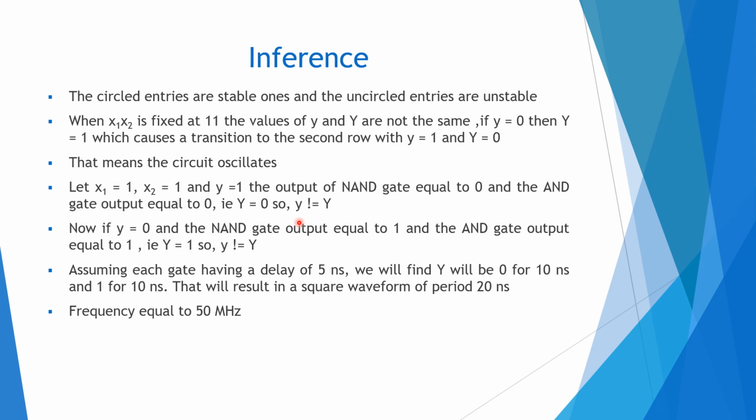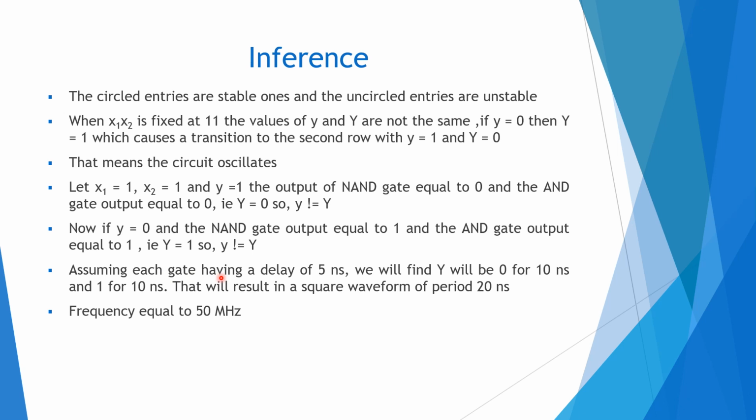This value changes after a certain delay. Now if y is equal to 0 and the NAND gate output equals 1, the AND gate output equals 1. That is capital Y is equal to 1, and so again y is not equal to capital Y. This happens according to the delay of the gates involved in the circuit.